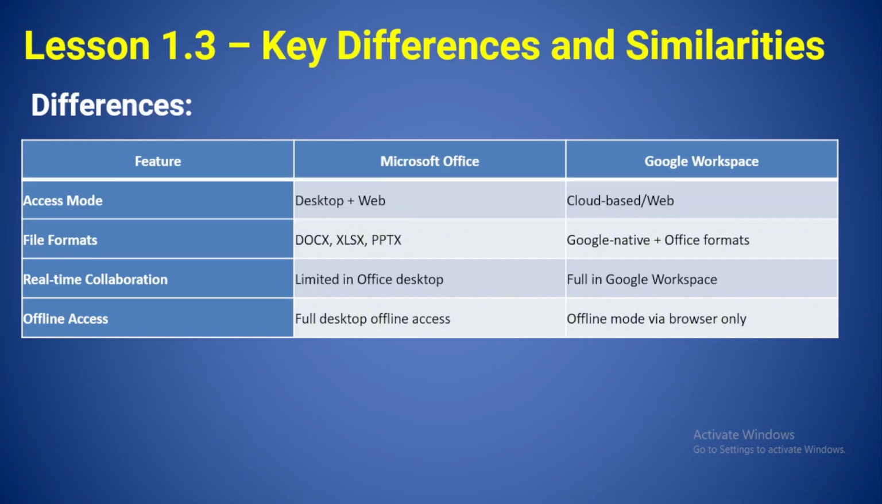Office format, this one that I have mentioned here about the presentation one, all those are also called the file formats. Then we have real-time collaboration, limited in Office desktop. Office desktop is mainly software, so real-time collaboration is limited.